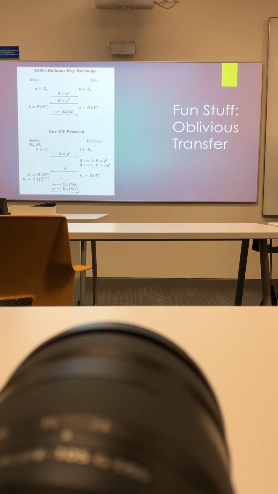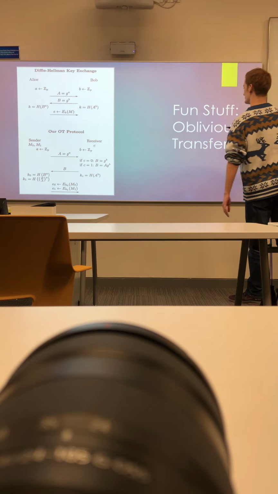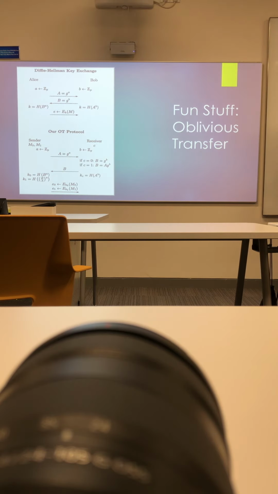Then Ginny and Evan. So Evan sends g to the b, and that value is considered to be B. And Ginny computes B to the a and B over A to the a.